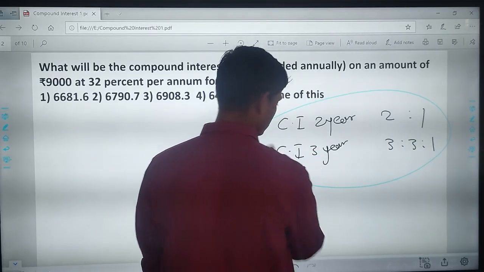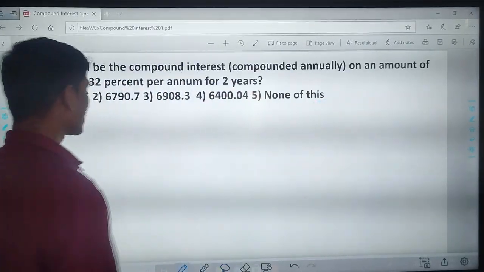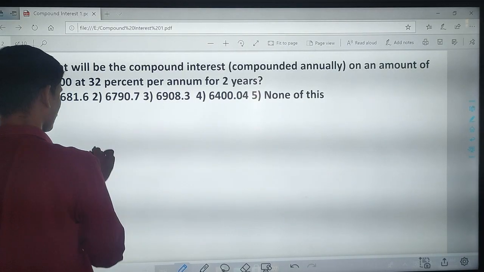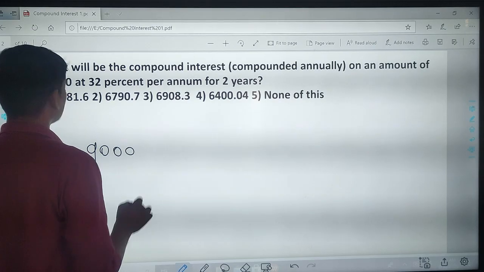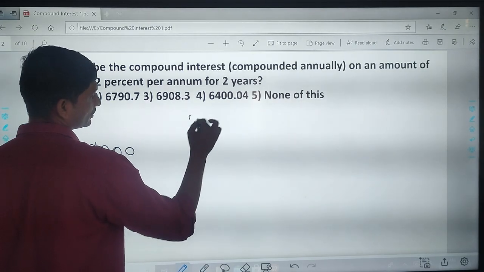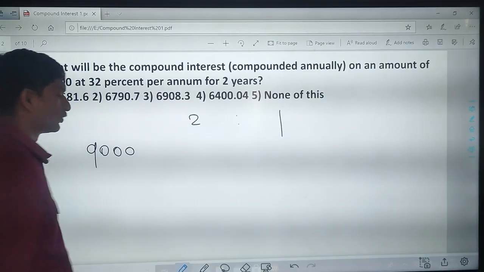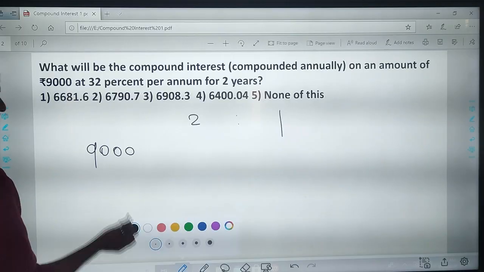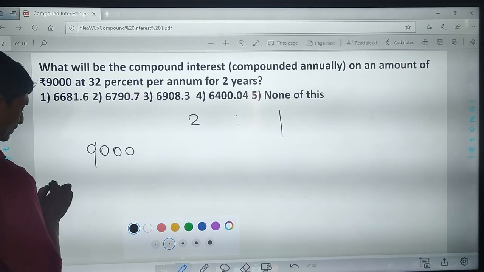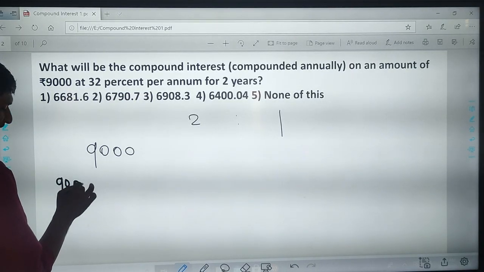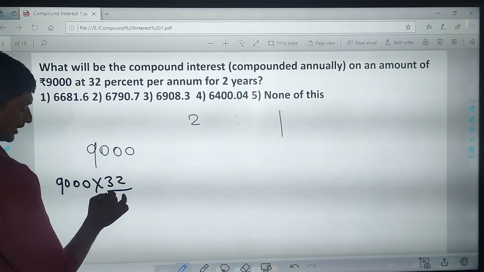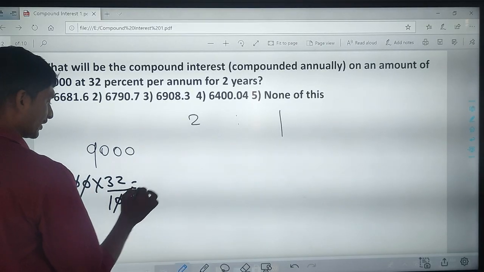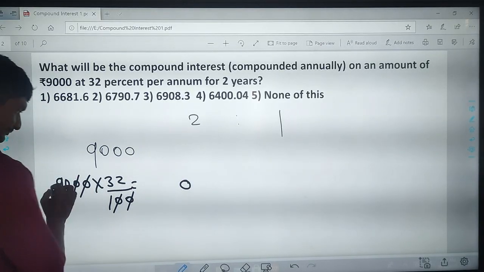Now here we find the compound interest on the amount for 2 years. We write here, firstly we take 32% of 9,000. Then 9,000 into 32 divided by 100. The 0s get cancelled.